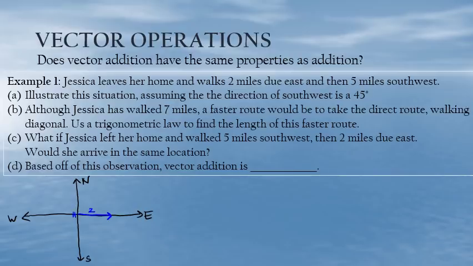And then from that point, I'm going to connect to that 5 miles southwest. And it says that we can assume that southwest is a 45-degree angle. So from the terminal side of the original vector, I am going to put onto that a vector that goes south and then 45 degrees. And I'm just going to estimate this. I know that it's 5 miles, so it should be longer than the 2-mile vector, and it looks something like that.